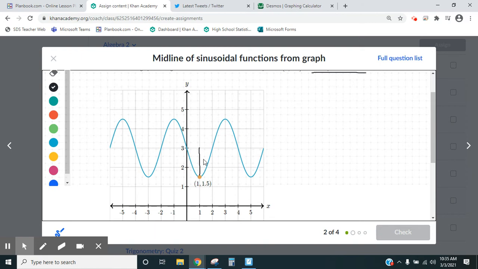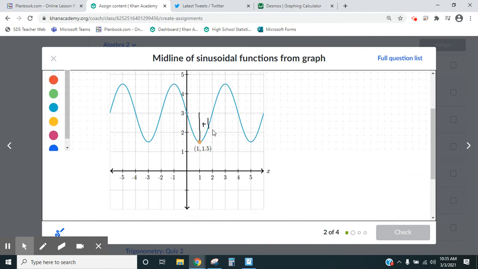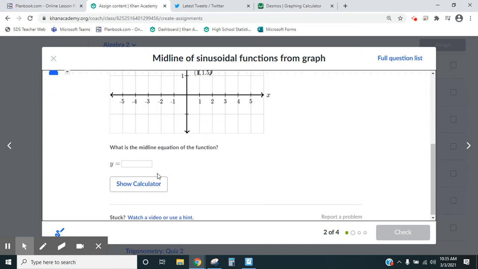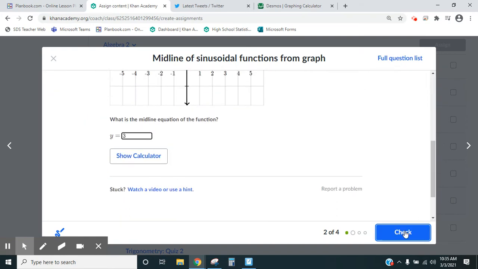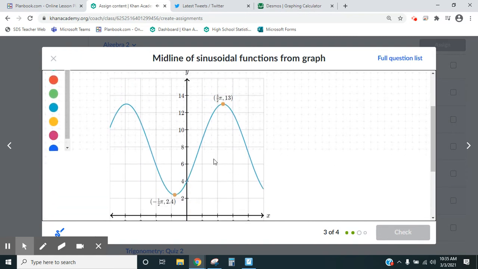So what we can do is we can add the amplitude. Just so happens they're the same number this time, right? That's just coincidence. So if I add 1.5 onto that, I end up at exactly 3. Okay, so they'll kind of mess with you a little bit. This is the same as what we had before, right? Remember, we're just looking at the y coordinates.